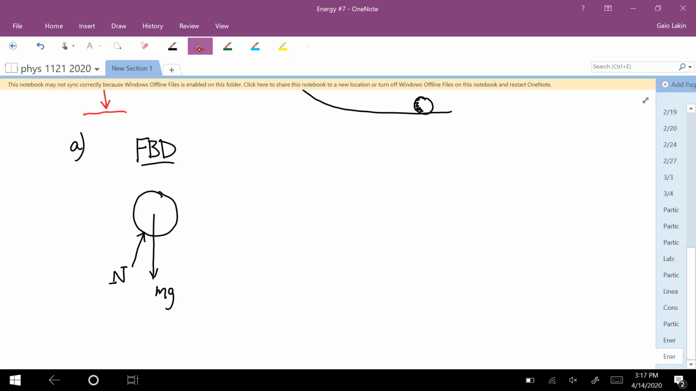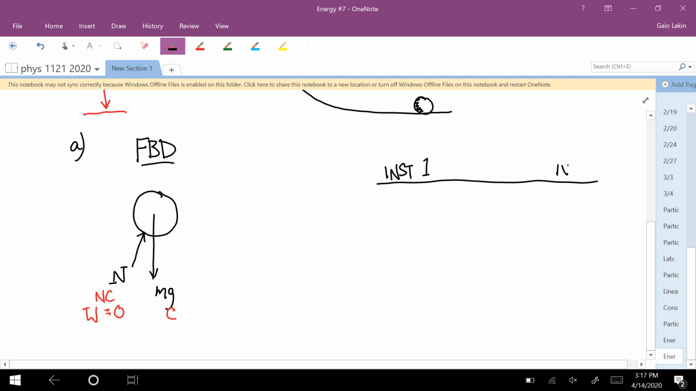Okay, well, the normal force is non-conservative, but it does no work, so that's okay. The weight force is conservative. We have a potential energy function for that, so we know we're good. We can use conservation of mechanical energy. I'm going to say instant 1 is at the top of the hill, and instant 2 is at the bottom. There are no springs, so the only potential energy we have to deal with is gravitational.